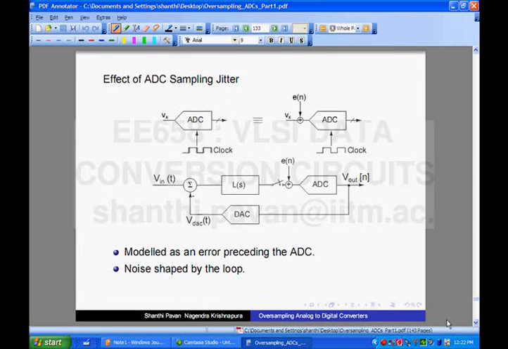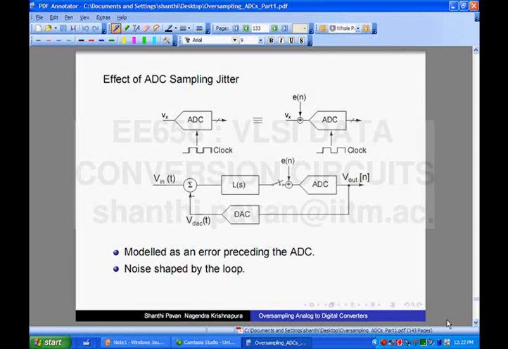So let's see what happens due to jitter in the clock. First we'll talk about what it does to the ADC, and then we'll see what it does to the DAC. So if a jittery clock is applied to the A to D converter, what happens? The A to D converter is sampling at the wrong instant. So you can treat that as an A to D converter which is sampling at the right instant, but it is sampling not the signal it is supposed to sample, but signal plus noise, where that noise is basically dVx by dt times delta t. Does it make sense?